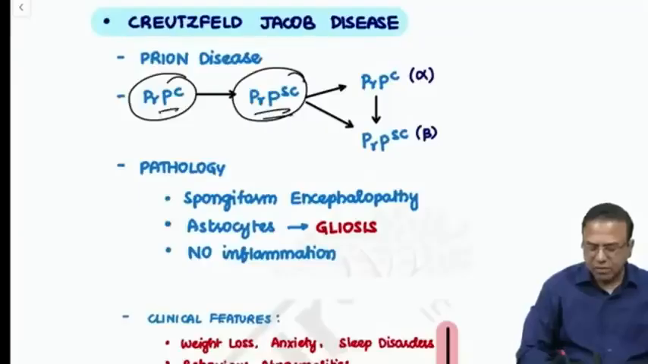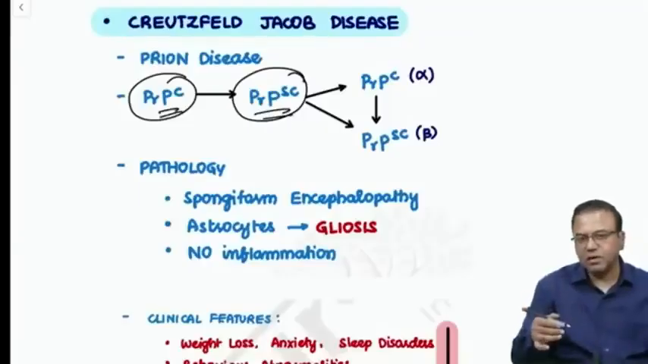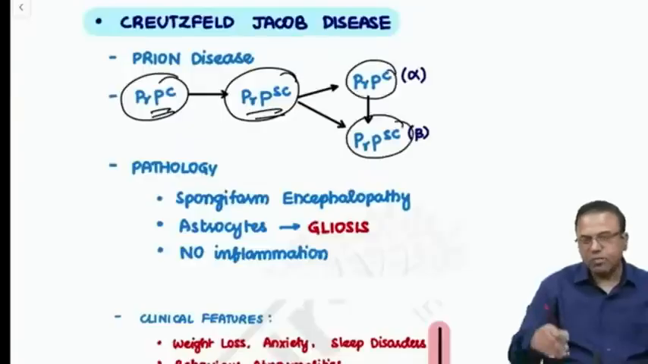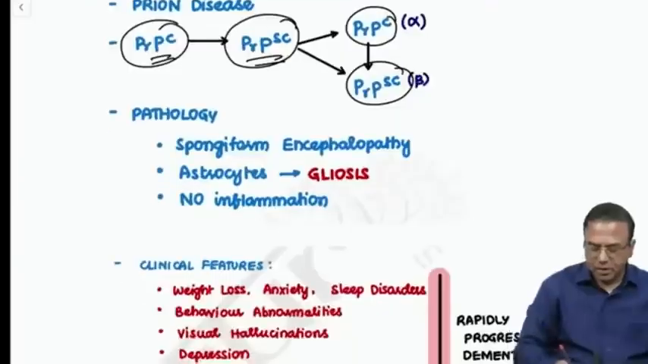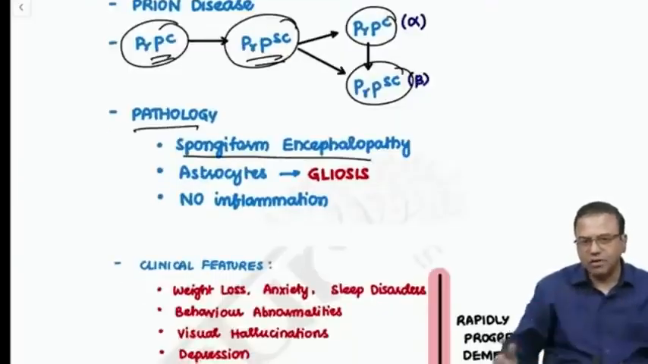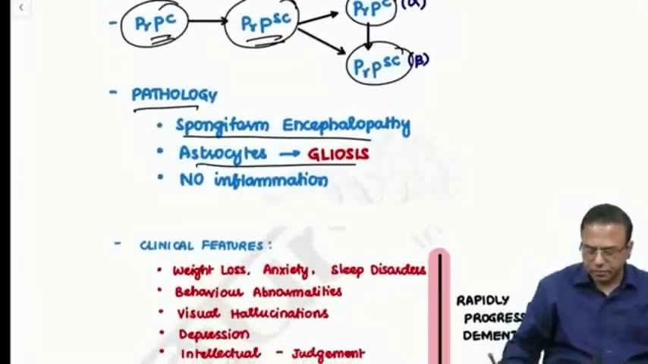PrPSc formed. PrPC is normal, converts to PrPSc. This PrPSc, by merely touching PrPC, can convert it to PrPSc. It makes it beta helical. Pathology shows vacuoles in the brain, that's why it's called spongiform encephalopathy, and you can get fibrosis.